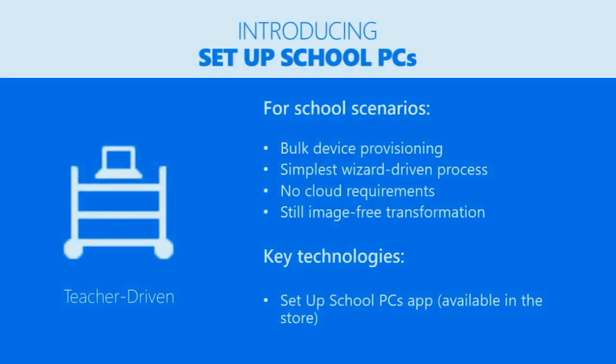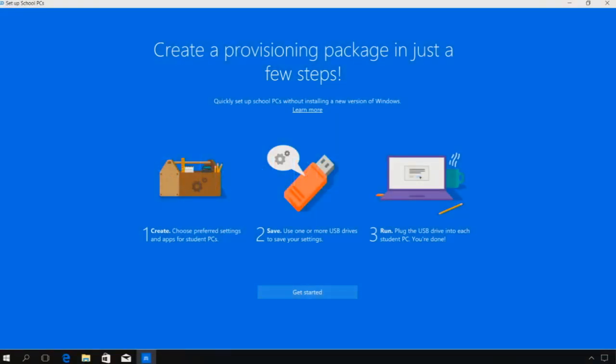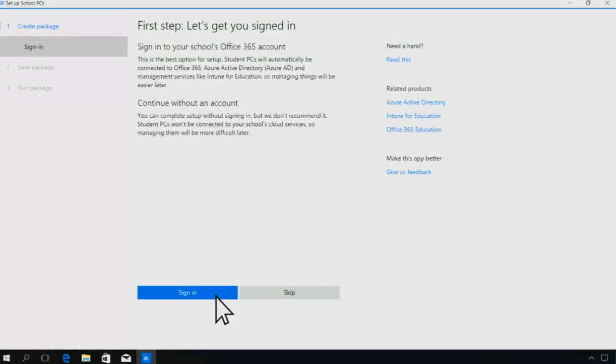So process number 3 then, Set Up School PCs, same basic scenarios, but instead of using the Windows Configuration Designer, we want to use the Set Up School PCs app. That app's available in the store, you can download it and install it. When you run that application, it walks you through a 3-step process of doing the configuration, where you first sign in to Azure Active Directory.